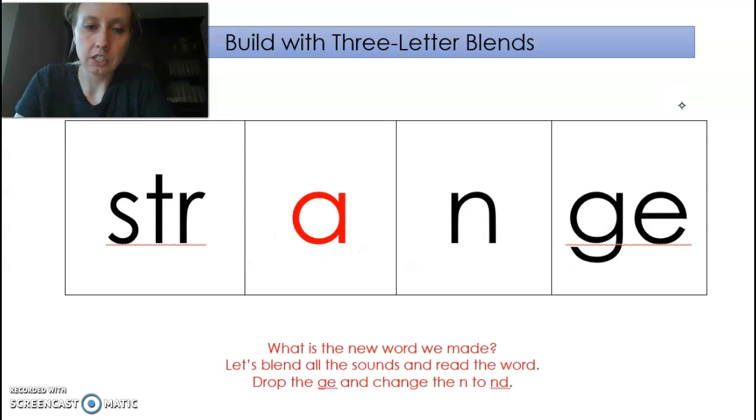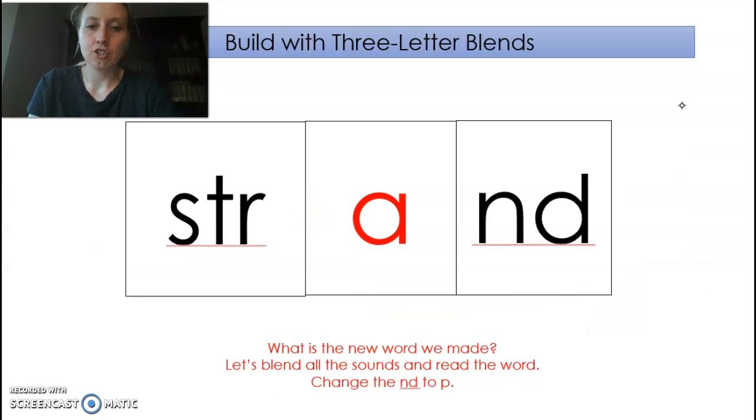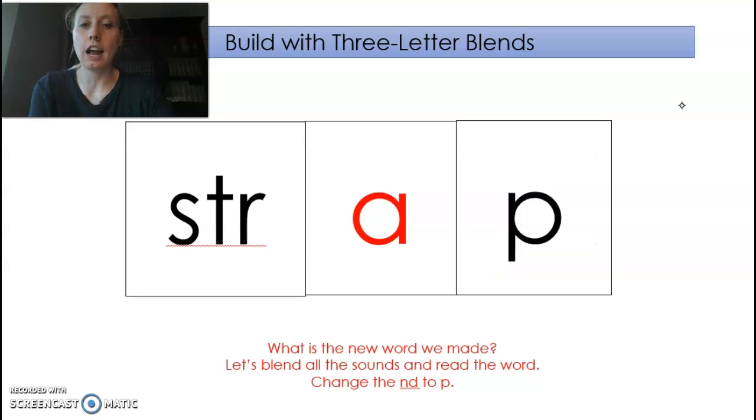Okay, so let's read this word, strange. Now we would want to say strange, but that doesn't make sense. So it would say strange. Now drop the j and change the strand with a d. So it becomes strand. Change the nd to p, strap.